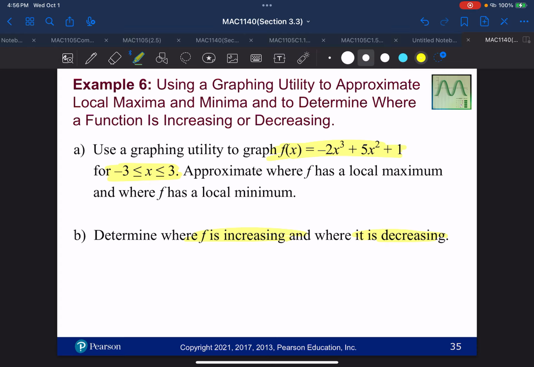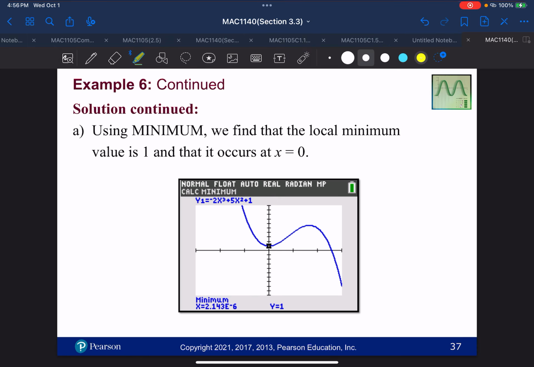Okay, and that's what they get here. So we find that that local minimum value is equal to 1 because that's the y value. And this x value is very close to 0. That e to the negative 6 is the same thing as times 10 to the negative 6 power. This is scientific notation, so that tells me to move this decimal over 6 times. And so this would be very, very close to 0. So if you ever get something like that, then you can just round it off to 0.